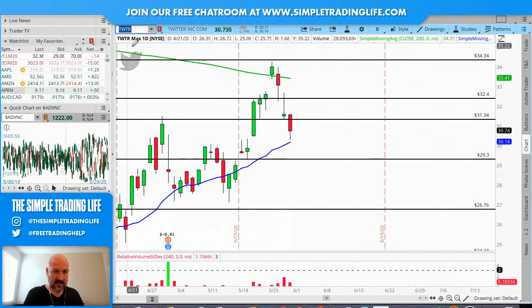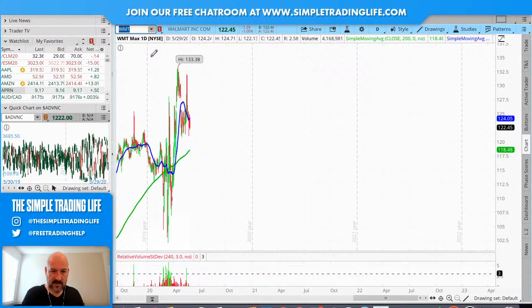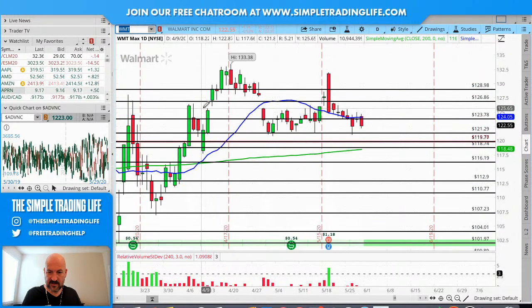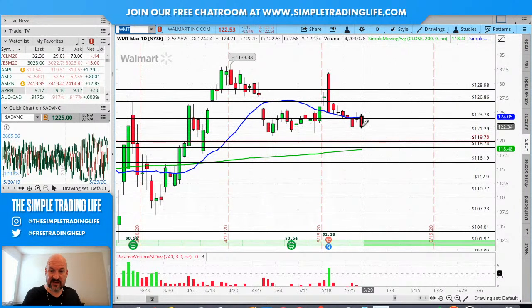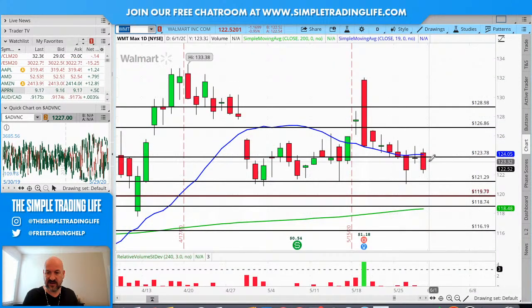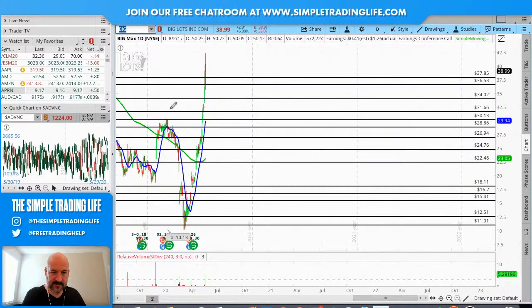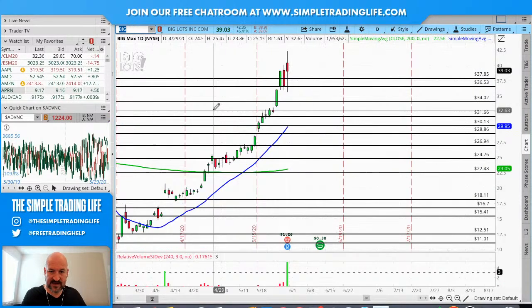Walmart. Let's see what we got here. We did have a trigger at 123.15. Went as low as 122.13, so that was a $1 move to the downside. And again, all you want to do is look at the average size of the candles. This is an average size candle, all right? So probably would have paid you a little bit of money there. The next one was Big. Let's see what Big did.